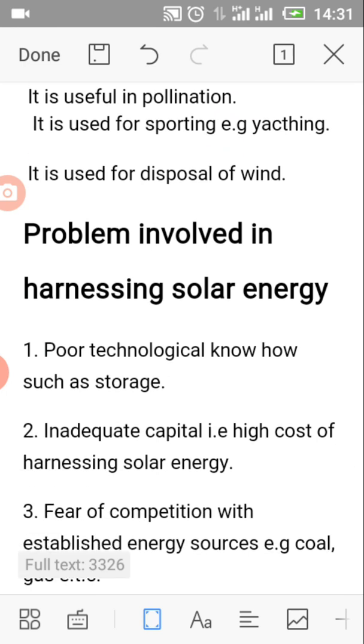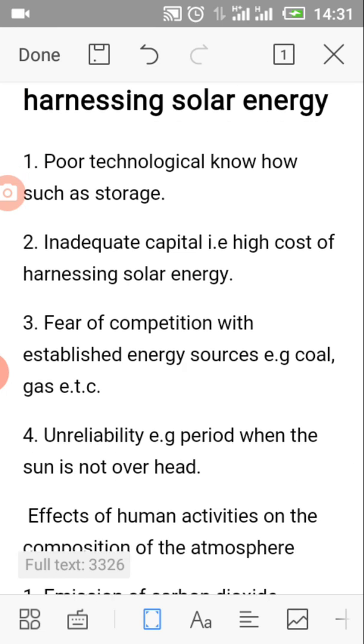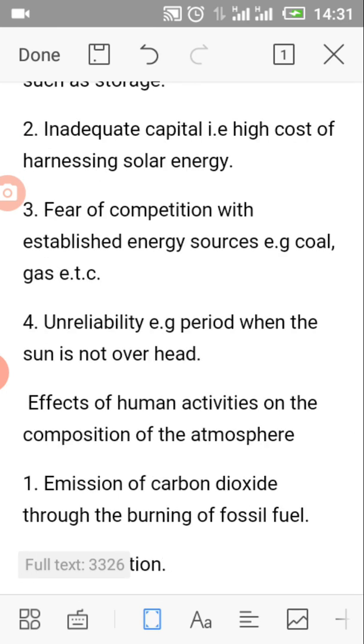Problems involved in harnessing solar energy. Number 1, poor technological know-how, such as storage. Number 2, inadequate capital, that is, the high cost of harnessing solar energy. Fear of competition from established energy sources, e.g. coal, gas, etc. Unreliability, e.g. during periods when the sun is not overhead.